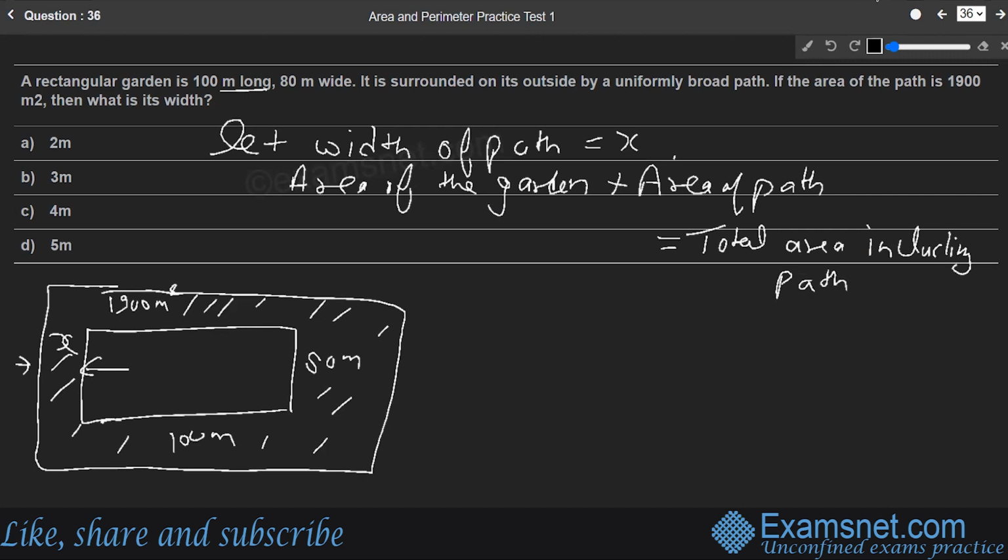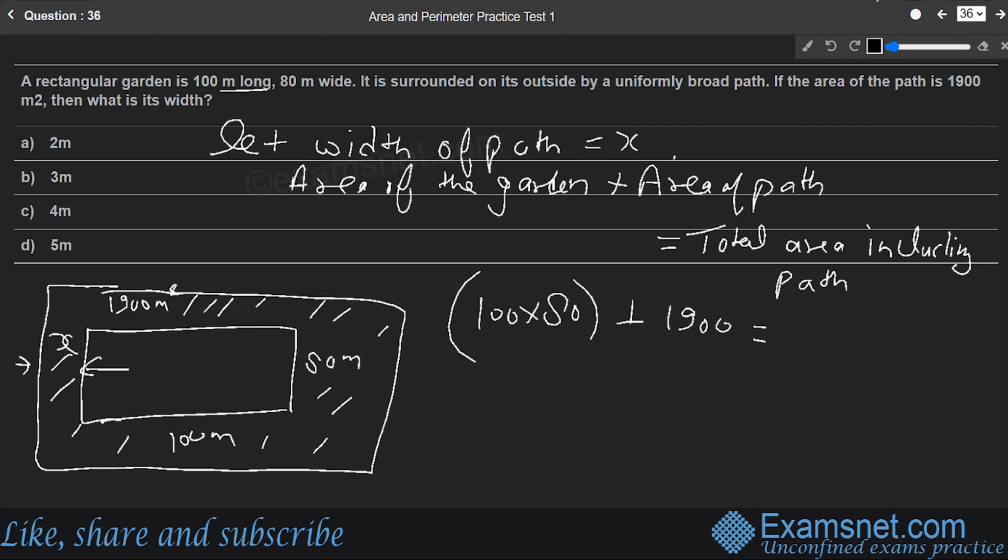So the area of the garden will be nothing but length into breadth. Length is 100, breadth is 80. So this is the area of the garden plus the area of the path. That area of the path is already given to us. The area of the path is 1900, and this is equal to the total area including the path.